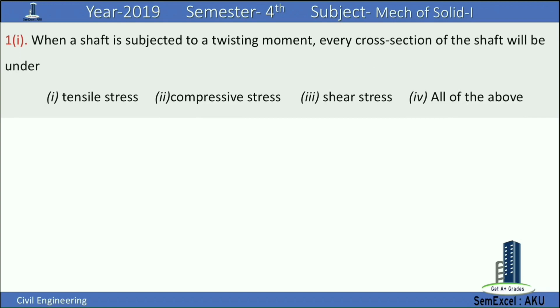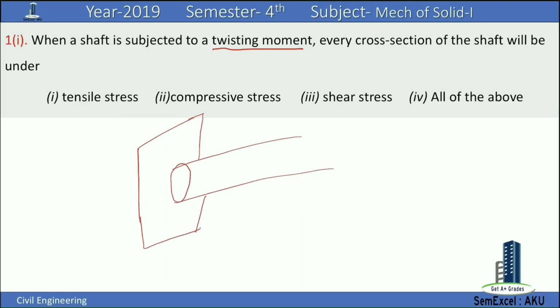Let's move to the next question. When a shaft is subjected to a twisting moment, every cross section of the shaft will be under what? We have 4 options given. Let's say we have a shaft. This is the shaft that we have. This is fixed here, and this is the other end. Here is a twisting moment. Then in that case, all the cross sections will be under shear stress.